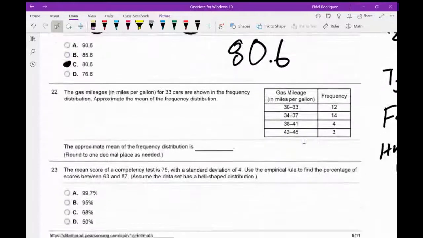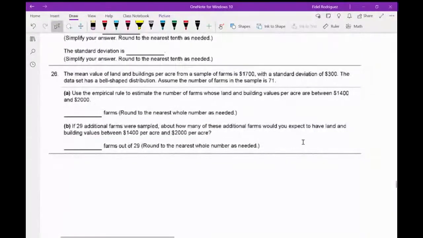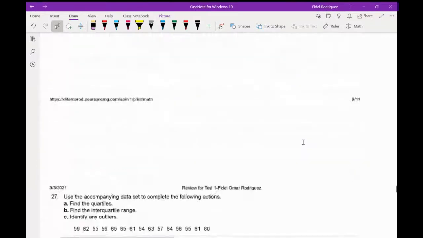Can you go to 28, sir? Yes. You know what? Let's do 26 because somebody did ask me 26. So let's do 26 and then we'll do 28, because I know somebody in the chat had asked me 26. So let's do that one and then we'll definitely get to 28.